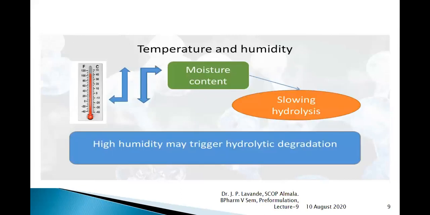Next is the effect of temperature and humidity. As the temperature goes on increasing, it reduces the moisture or water content, and as a result that leads to slowing down of the hydrolysis. High humidity triggers hydrolytic degradation. The presence of humidity, the presence of moisture, is responsible for degradation by the process of hydrolysis.